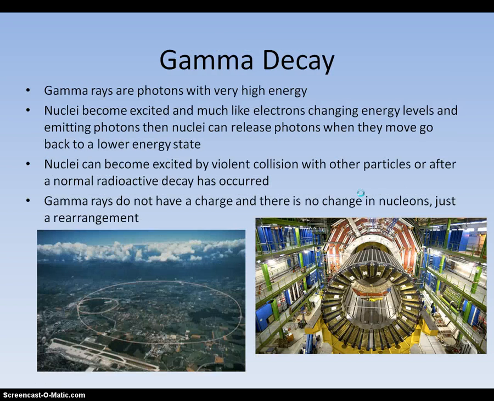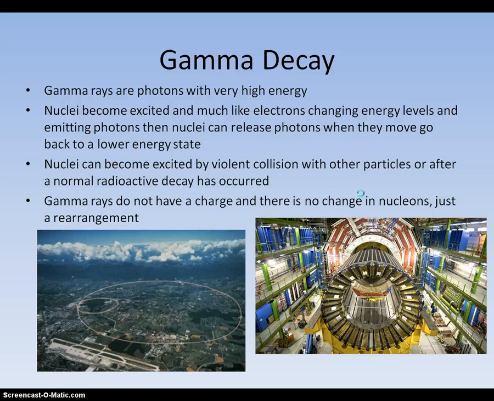The last kind of decay is gamma decay. So remember that gamma rays are really high energy photons or high energy electromagnetic waves. And in the case of a gamma decay, essentially what is happening is that the protons and the neutrons are arranged in the nucleus in some shape, and they can actually change their shape and move into a high energy state.